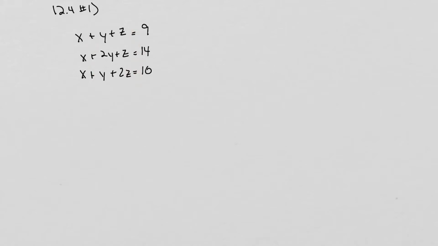We're just all going to agree that the first column will be numbers that go in front of x, the second column numbers that go in front of y, the third column numbers that go in front of z, and a dotted line will take the place of the equals, and then we'll put the numbers that go to the right of the equals. So first column 1, 1, 1, second column 1, 2, 1, third column 1, 1, 2, dotted line where the equals go, and last column 9, 14, 10.